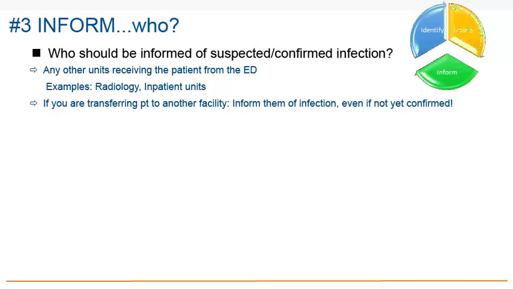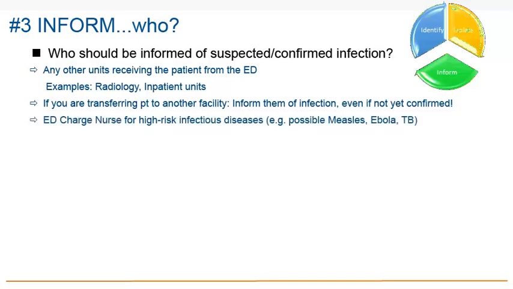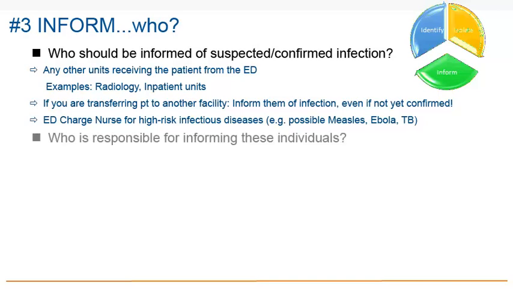If you are transferring the patient to another facility, be sure to inform the receiving facility if the patient has an infection, even if it's not yet confirmed. This will allow the receiving facility to take appropriate precautions. Also, you may need to inform the emergency department charge nurse for high-risk infectious diseases, such as possible measles, Ebola, or tuberculosis.